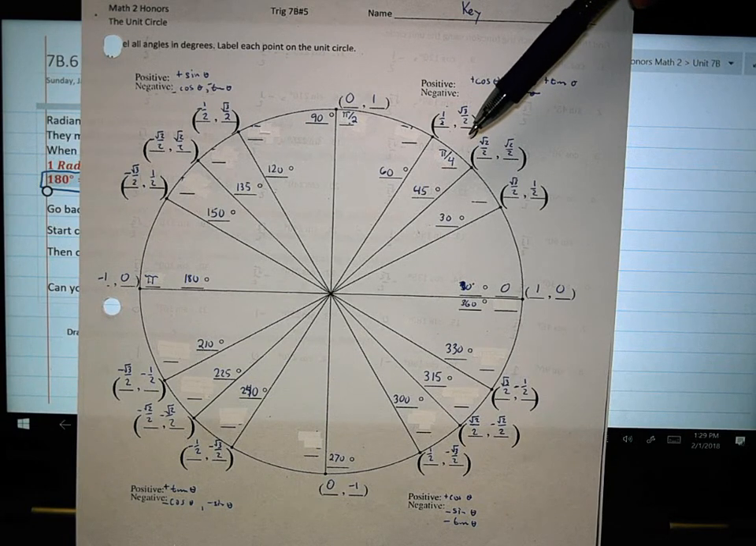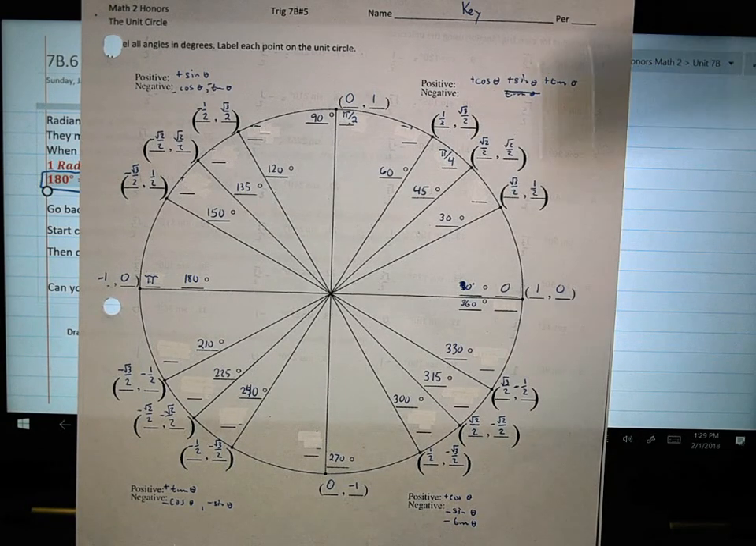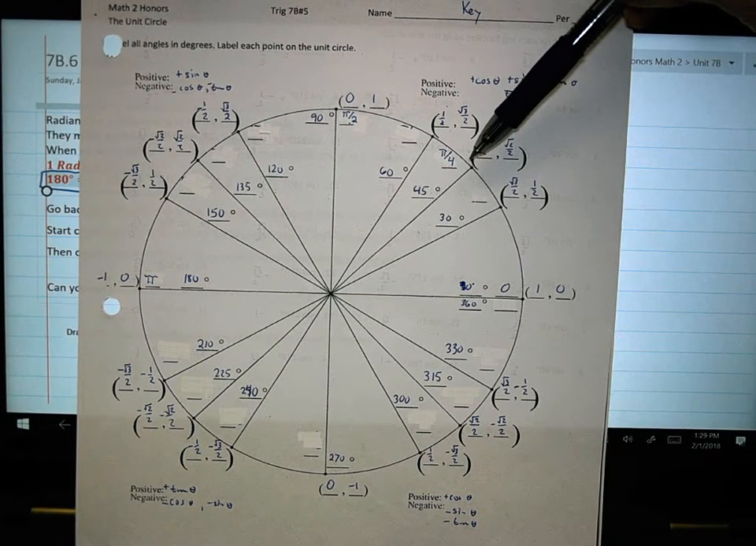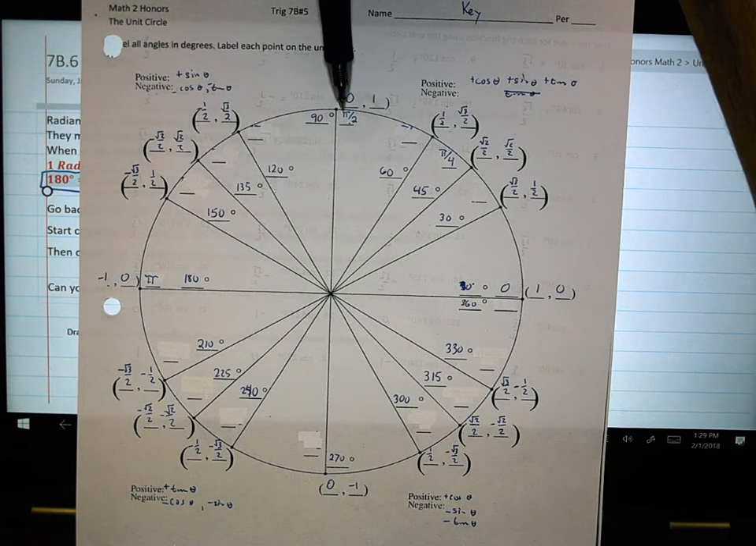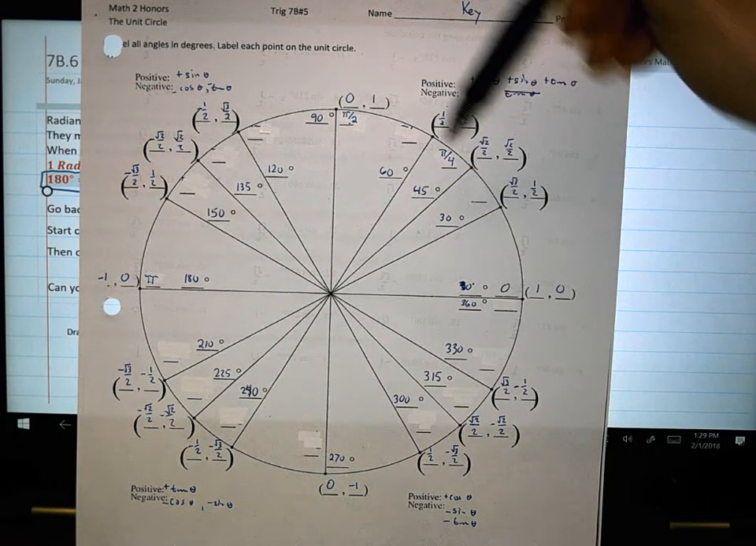What I want you to see when you write this down is I want you to think of the number 1 pi over 4. I went 1 pi over 4. Then straight up and down would be 2 pi over 4. Does this reduce? What does 2 pi over 4 reduce to? Pi over 2. That's why this is pi over 2 as well. Let's do the next one. 1 pi over 4, 2 pi over 4.